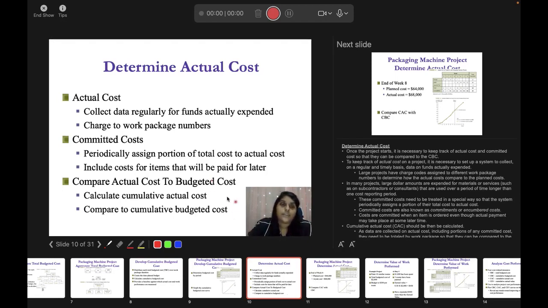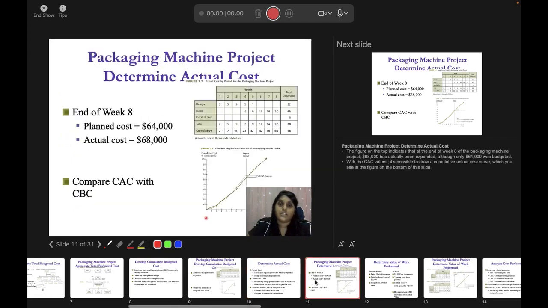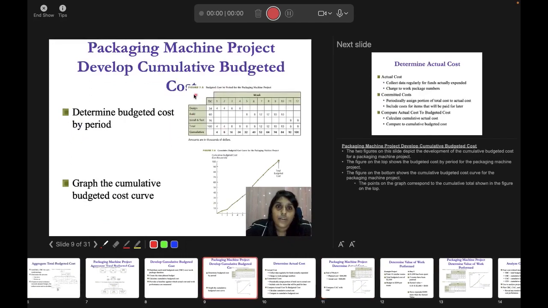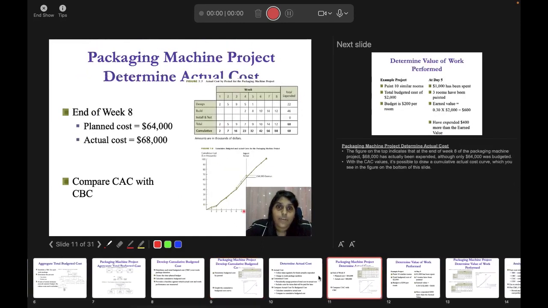For you to figure out your actual cost against your budget cost, you will have this graph, right? Here you can see that you have two lines, the actual line and the estimated line. The actual line indicates the actual cost that has been incurred, and the estimated line indicates whichever cost was estimated. Now, here you have figured out that this is the actual cost. Earlier you had your budgeted cost, and now you have your actual cost.